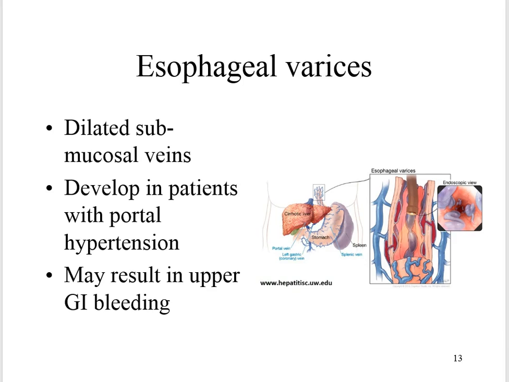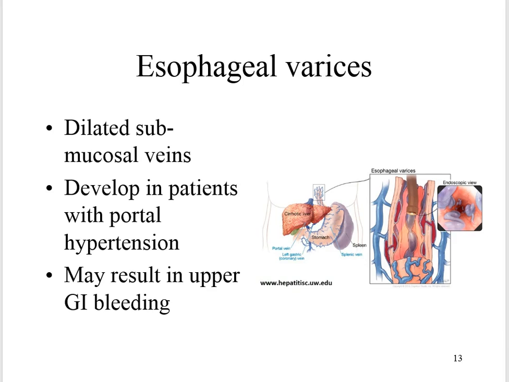Esophageal varices. These are dilated veins. Dilated submucosal veins develop in patients with portal hypertension and may result in upper GI bleeding. The portal vein is the major vein in the liver that receives its blood supply from the stomach, small intestine, pancreas, and the spleen. Portal hypertension occurs when there is an obstruction of blood flow through the liver and pressure rises within the portal vein.